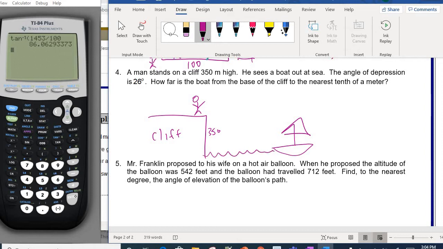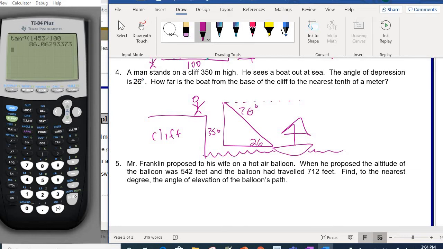Okay, and the angle of depression. All right, so let's draw our right triangle here. And again, the angle of depression is the horizontal down. That's 26 degrees. Remember, we don't want it outside the triangle. We want it inside the triangle. So I'll mark 26 as the angle of elevation.